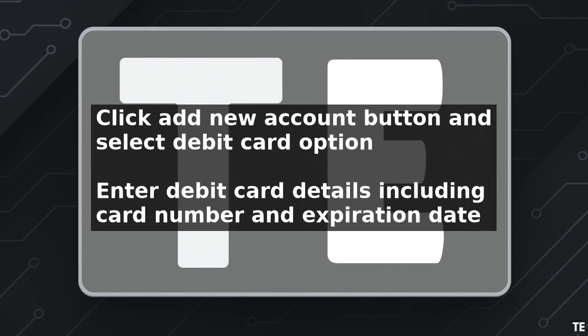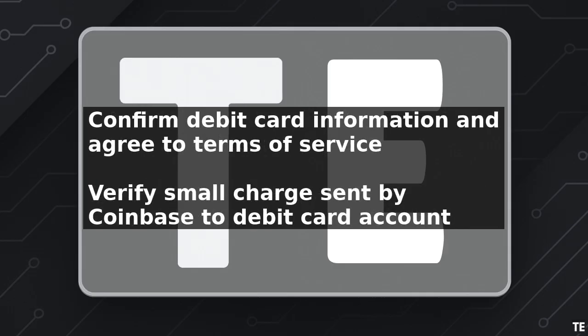After confirming, Coinbase will send a small verification charge to your debit card, which you will need to verify on the next page. To verify the charge, log into your online banking or check your debit card statement to find the small charge made by Coinbase. The charge will be listed as a pending transaction and will include a verification code. Enter this verification code into the Coinbase website to complete the verification process.